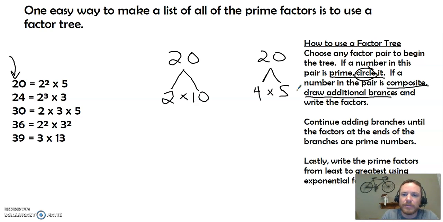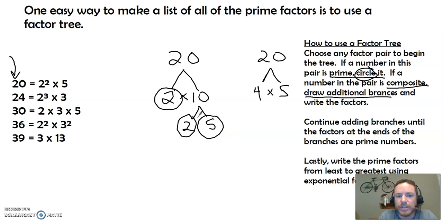If a number in this pair is prime, circle it. 2 is prime. If a number in this pair is composite, draw branches. 10 is composite. So my new question is, how do I make up 10? Well, it's simply 2 times 5. 2 is prime, and 5 is prime. I'm pretty much done with that problem.